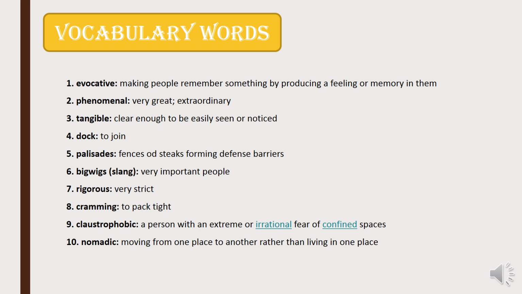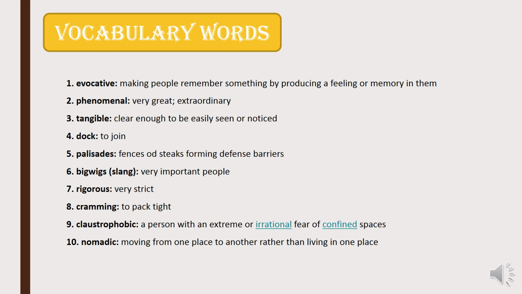Phenomenal means something very great, very weird, extraordinary, and so on. Tangible means clear enough to be easily seen or noticed, something that is very clear to be seen. Dock. When I say dock, it means I'm joining something or joining two things together, to join something. Palisades are fences or stakes forming defense barriers. It means it's a fence. Palisades are like a fence, borders.